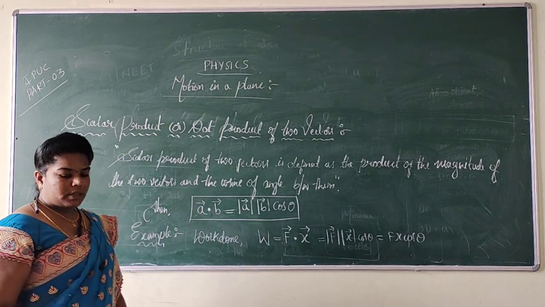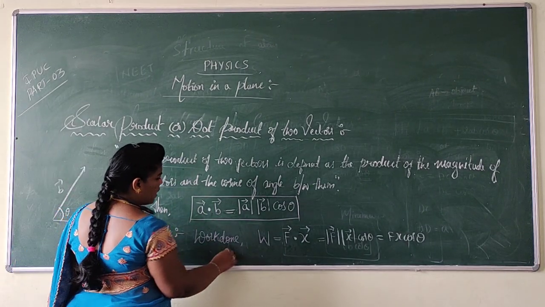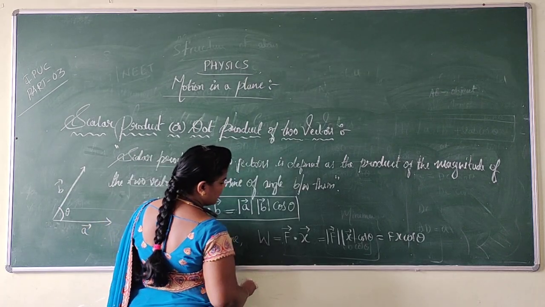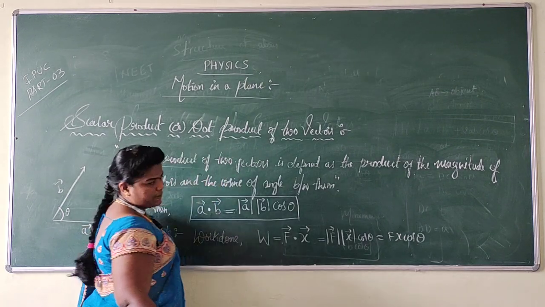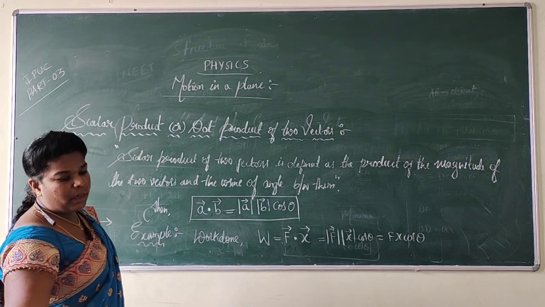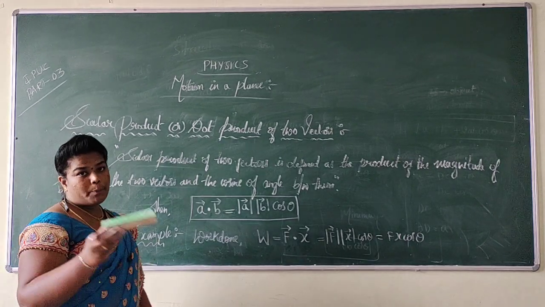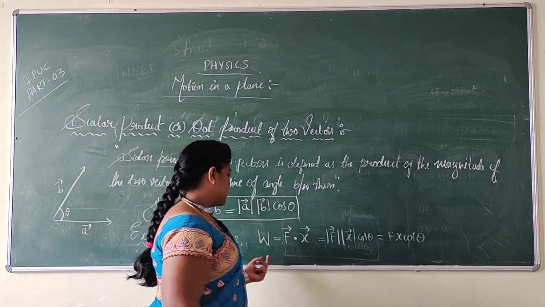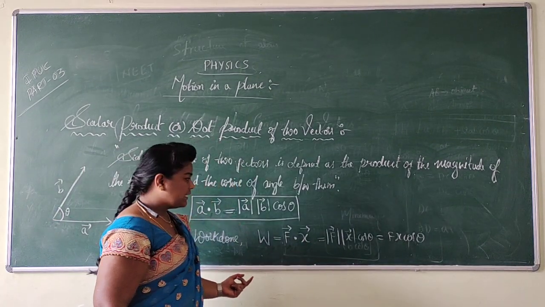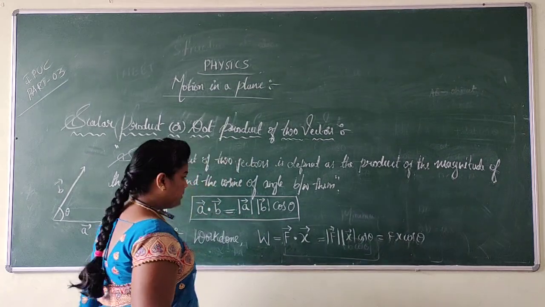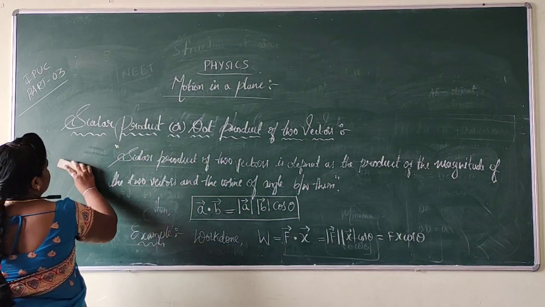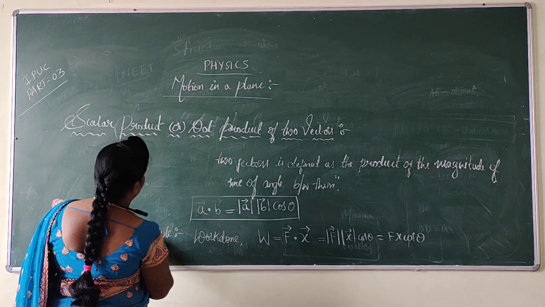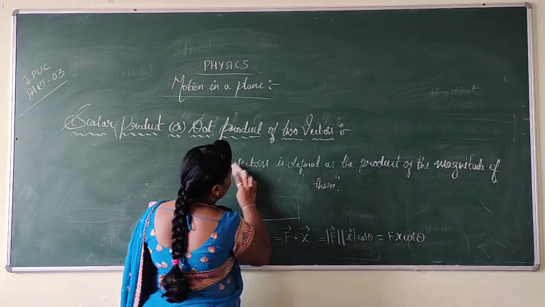Now in the next line write: where F is the force, X is the displacement and theta is the angle between force and displacement. Hope you are writing. So this is about the definition and the formula related to the scalar product.